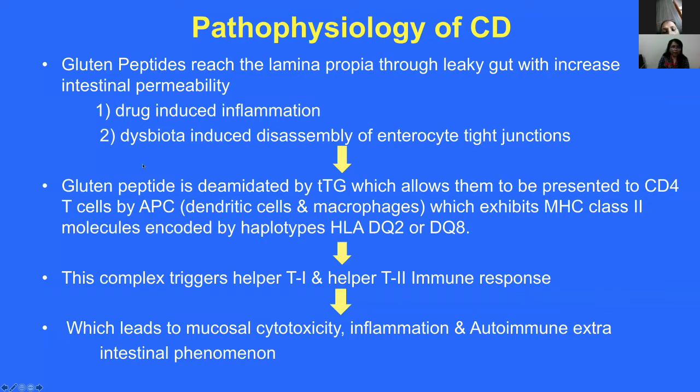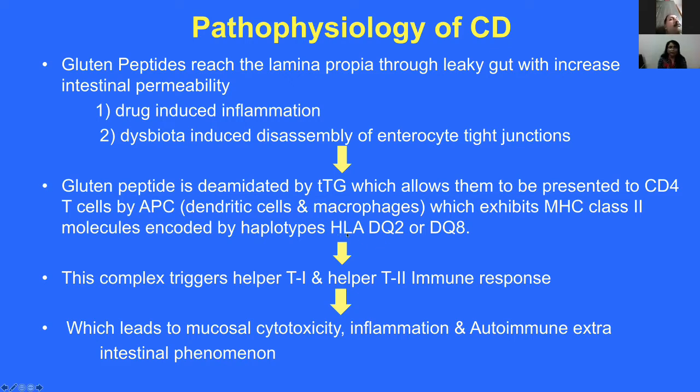Then the gluten peptide, which enters inside the lamina propria of the small intestine, gets deaminated by TTG, or tissue transglutaminase. Thereby, this gluten peptide is presented to antigen presenting cells. What are these antigen presenting cells? These are dendritic cells and macrophages, which, in a genetically predisposed person, exhibit MHC class 2 antigens, that is HLA-DQ2 or DQ8.